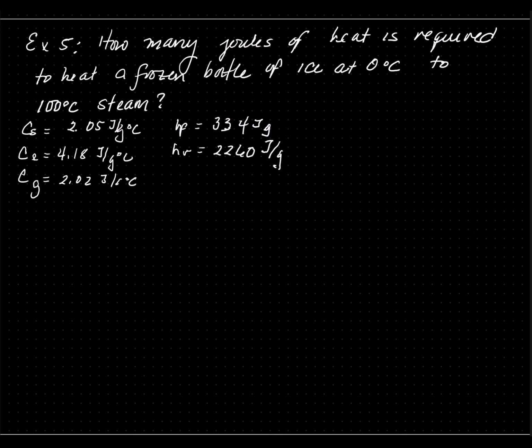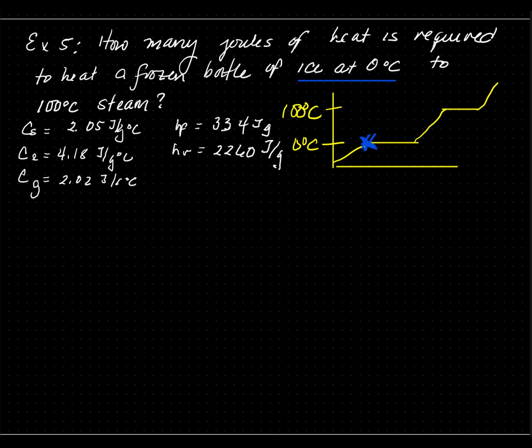Pause the video and try this problem on your own and then check your answer. How many joules of heat is required to heat a frozen bottle of ice at 0 degrees Celsius to 100 degrees steam? So we already know there's going to be multiple temperature changes. We're going to draw our sketch. The first one is 0 degrees Celsius. The second one is 100 degrees Celsius. We are starting at 0 degrees ice, which is right here. We're going to go to 100 degrees steam, which is right here.